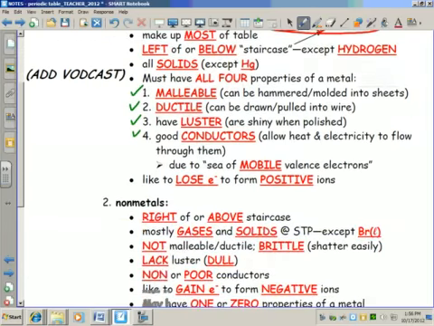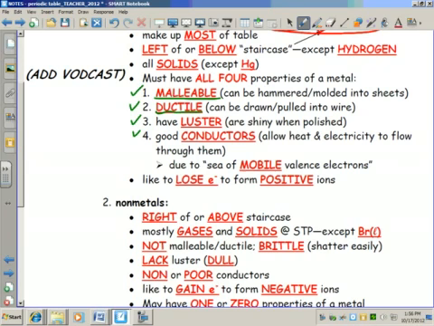The four properties we talked about that all metals have to have, the first, malleable, means that when you hit a metal with a hammer, it doesn't shatter. You'll actually get a chance to hit metals with a hammer, and you'll learn that you can hammer them into sheets, you can bend them, you can mold them. That means that they are malleable. If you hit it and it shatters, then it's not malleable.